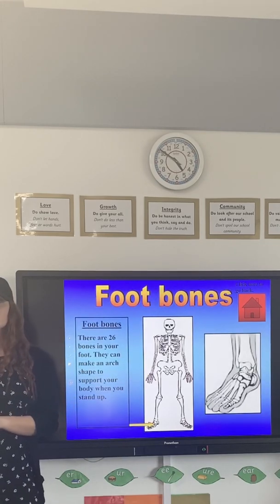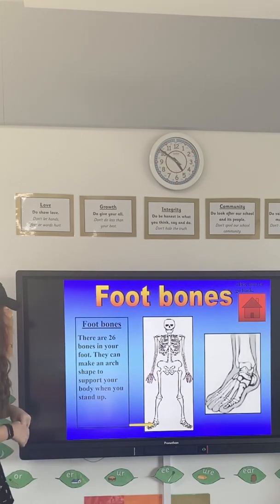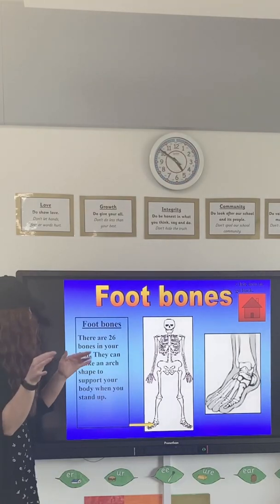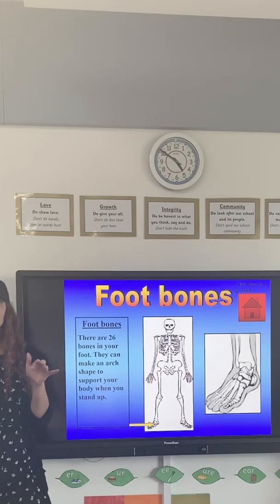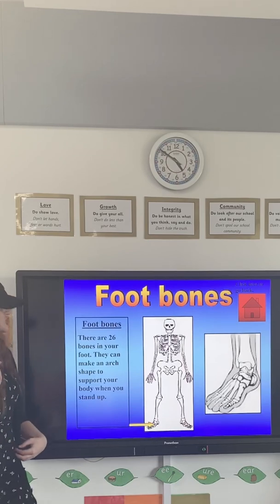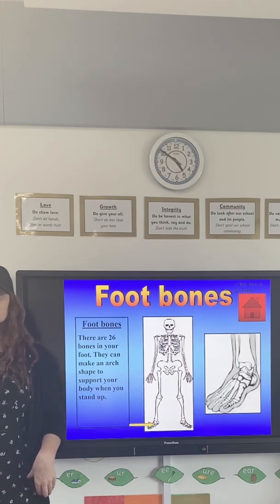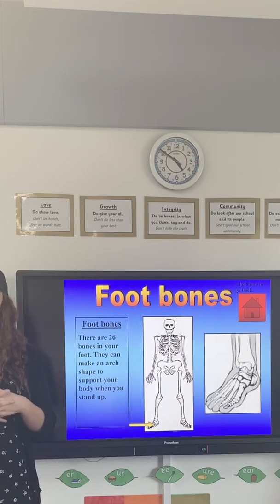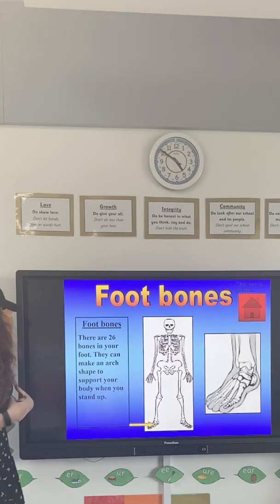Then we've got the bones in our feet. So we've got our tarsals, our metatarsals, and again the phalanges at the end. And there are 26 bones altogether in the foot. So lots and lots of bones in the feet. They make an arch shape that allows you to point your toes. So if you're a ballerina or a gymnast, you'll see them pointing their toes with lovely arches, and the bones allow them to do that.